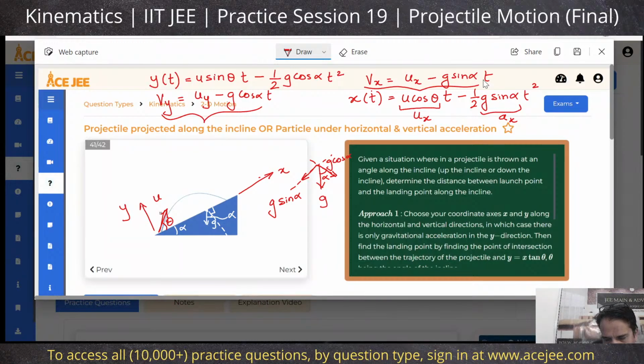So let's figure out, first of all, the range. Can somebody help me figure out the range? How do I find the range? Range is this distance. So Vibita, can you quickly help me determine the range?